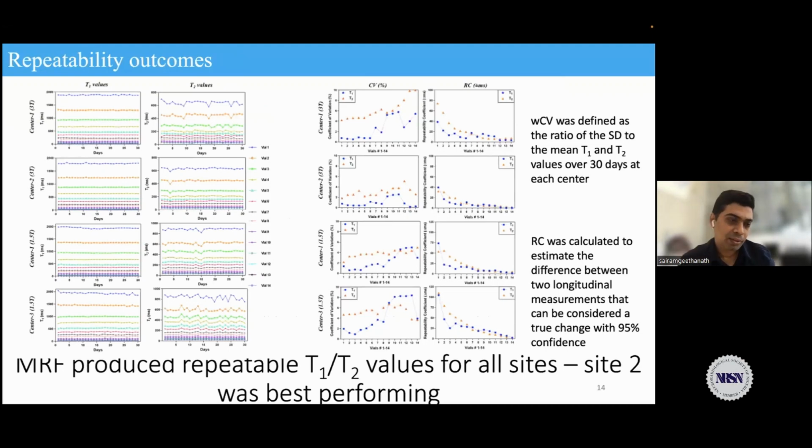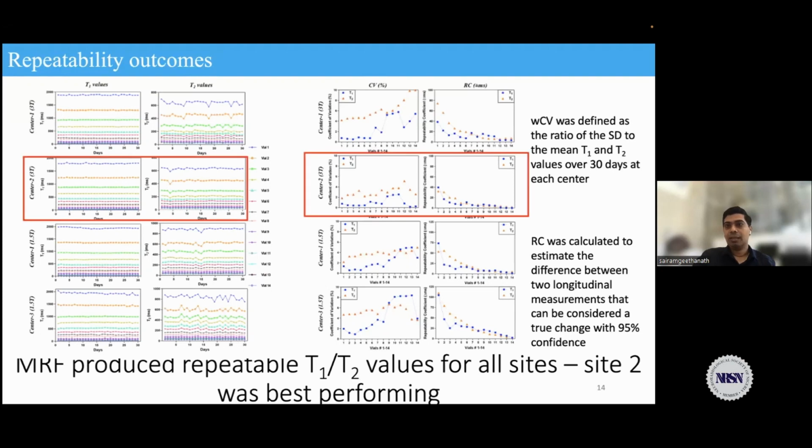What you're trying to see in this very densely packed slide is one, the coefficient of variation, which you can actually see on both. On the left hand side, you see the plot of the T1 and T2 over days for the phantom for 14 different spheres that the phantom has. And you can see that they're pretty consistent. For the center that I was actually responsible for, you can see the coefficient of variation is the least.